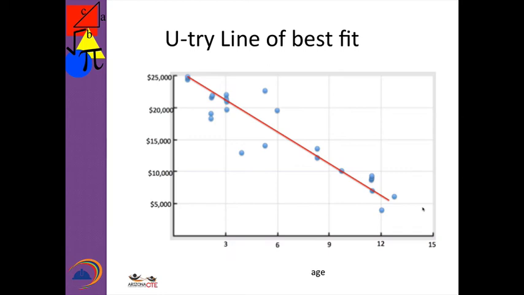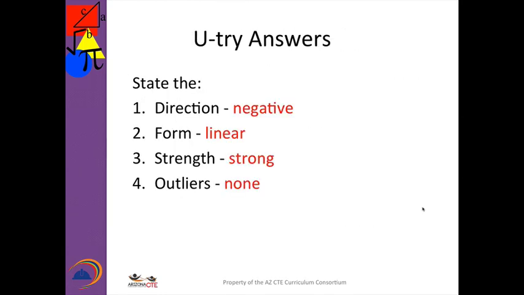Welcome back. Let's go and see how you did. The direction was negative. As we went left to right, the values of the Y went down. The form was linear. The strength was pretty strong, and there were no outliers. How'd you do? Hope you did well.